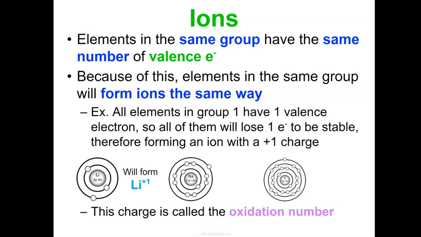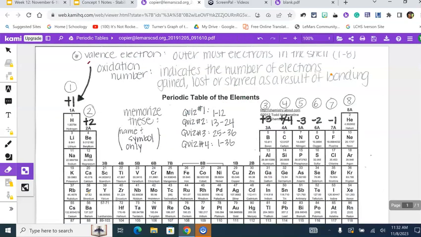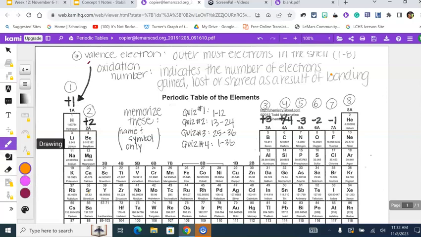So lithium's going to give up an electron, it's going to be +1. Sodium's going to give up an electron, it's going to be +1. Potassium's going to give up an electron, it's going to be +1. So you have this. Now you'll never have to use a test in this class without this periodic table. You'll always have this in front of you, okay? I don't expect you to memorize it.